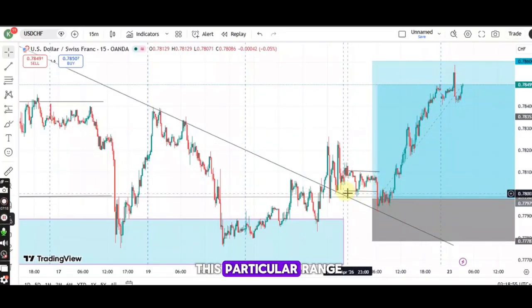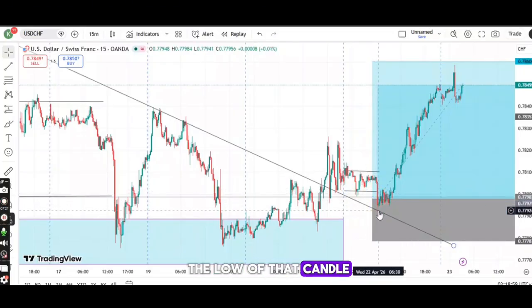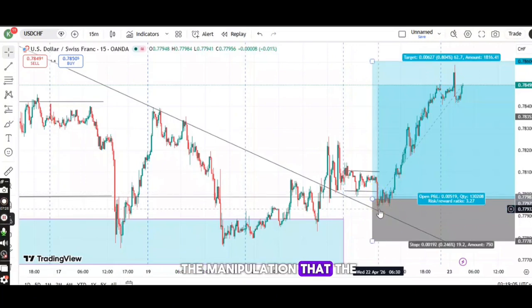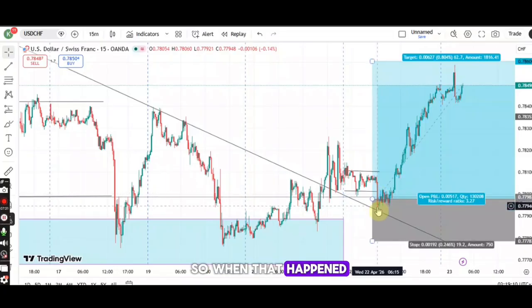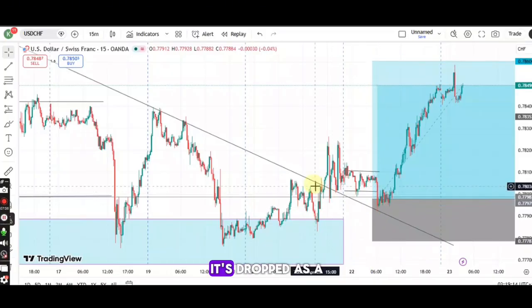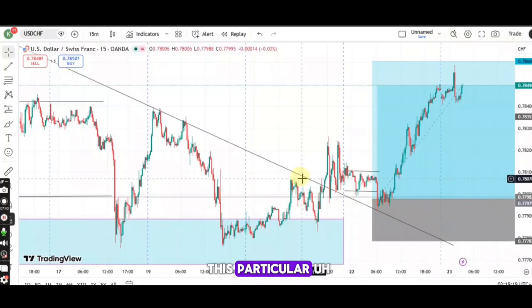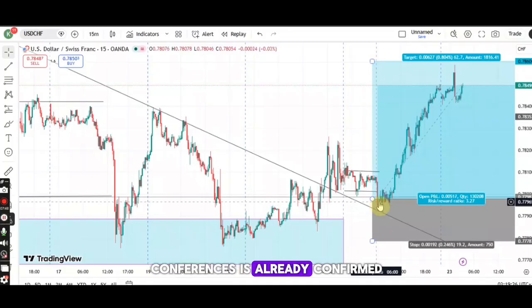So when the market broke this particular range, then I know that the market is creating the low of that candle for the day. And this is the manipulation that the candle does normally in the London session. So when that happened, and luckily for me, should I say luckily or according to my analysis, it dropped as a form of retest on this particular trend line. Then all my confluences were already confirmed. So that is why I took the trade here.